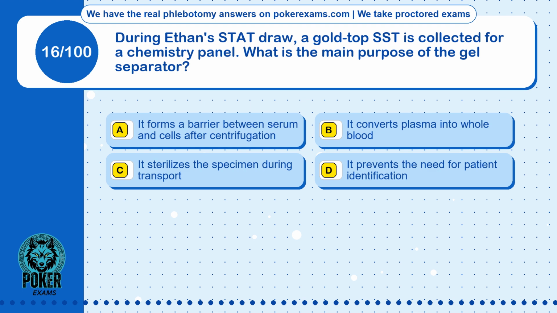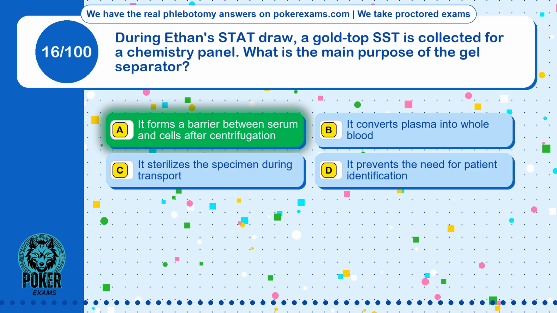Question 16. During Ethan's stat draw, a gold top SST is collected for a chemistry panel. What is the main purpose of the gel separator? Option A. It forms a barrier between serum and cells after centrifugation. Option B. It converts plasma into whole blood. Option C. It sterilizes the specimen during transport. Option D. It prevents the need for patient identification.